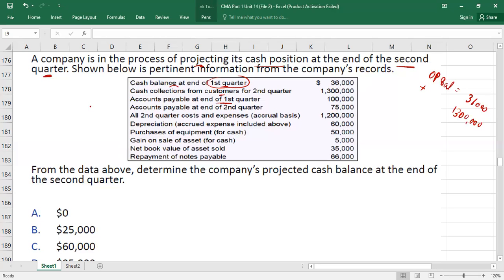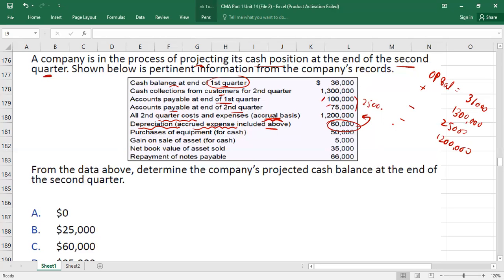Then you have accounts payable at the end of the first quarter. This is the opening payables. Then we have accounts payable at the end of the second quarter. This is the closing payable. But payable has reduced by 25,000. I told you whenever any liability is decreased, it is treated as outflow, so which is 25,000. It's a rule of working capital we are applying. Then all second quarter costs and expenses, accrual basis, which is 1.2 million. So this we will deduct because accrual basis means we will assume it is paid in the same quarter. Then they're telling you depreciation expense, which is part of the accrued expenses included above.